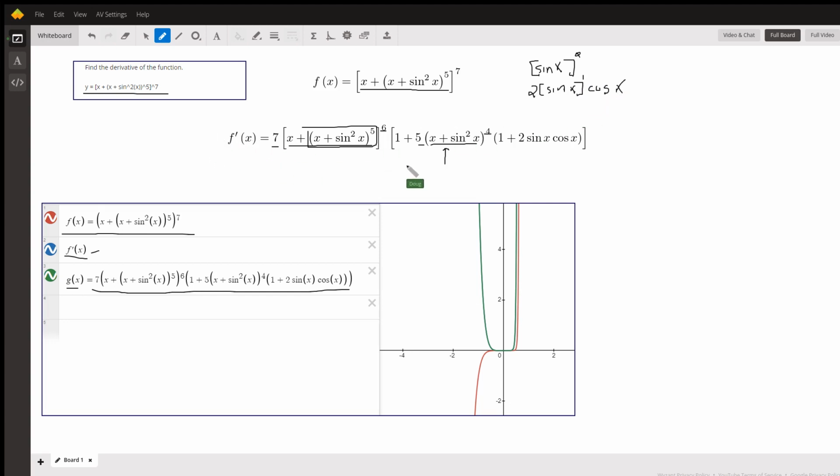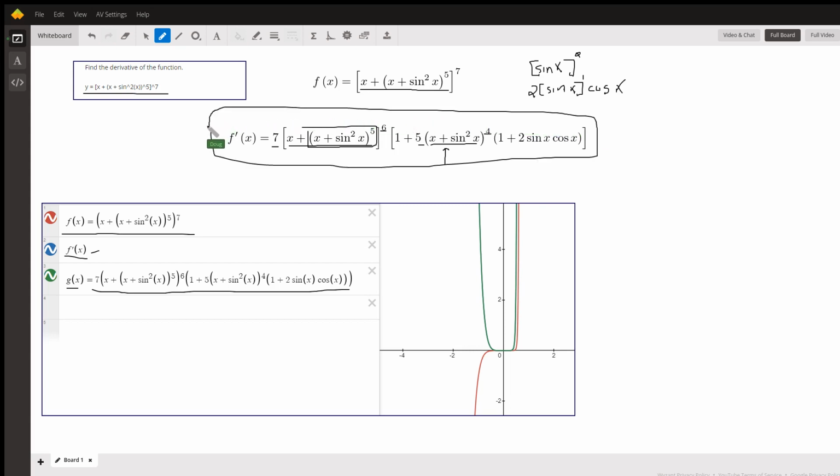So there's your fairly complicated looking answer. I don't think you'd want to attempt to simplify that in any way.